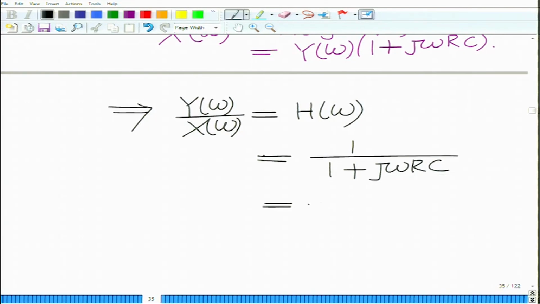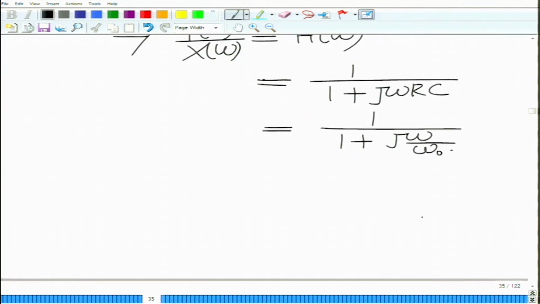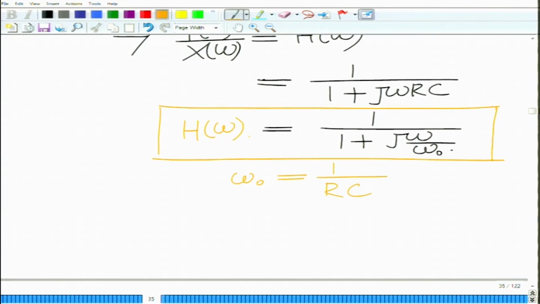I can also write this as 1 over (1 plus j times omega over omega naught), where omega naught equals 1 over RC. Okay. So, for an RC circuit, I can represent the frequency response as 1 over (1 plus j omega over omega naught), where omega naught equals 1 over RC. Okay. So, basically omega naught is 1 over RC.